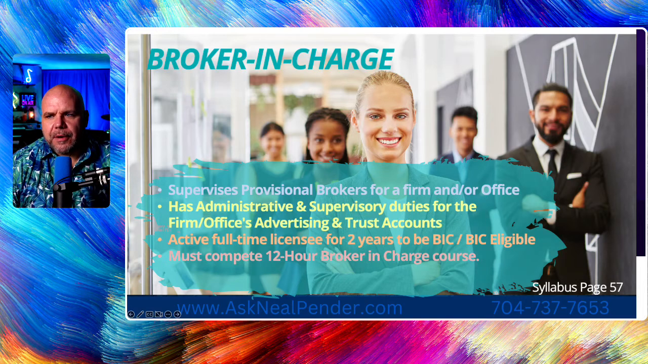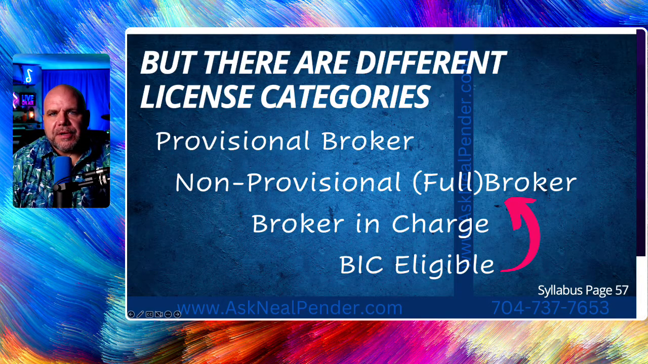We talked about the orange point here: an active full-time license for 2 years to become BIC or BIC eligible, or 4 years part-time. And then we talked about that course already. Now, let's recap. We covered these 4 things: provisional broker, non-provisional, broker in charge, and BIC eligible.